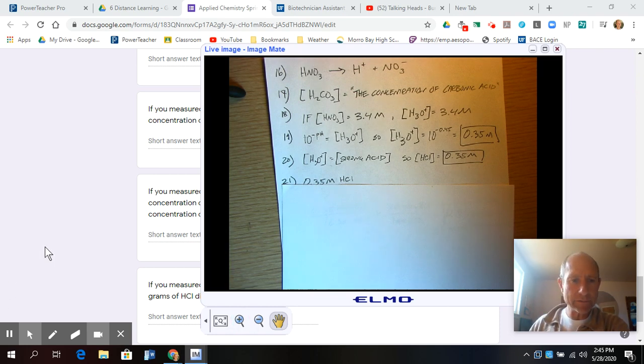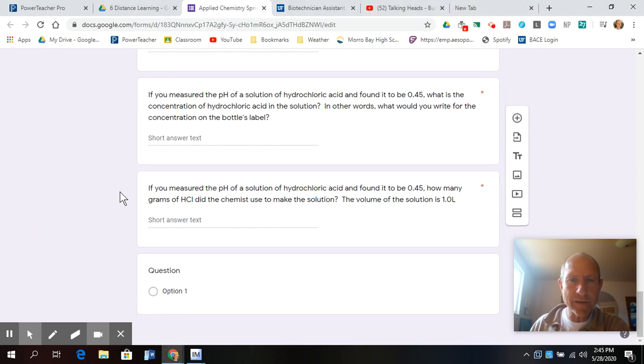Okay, finally. Yeah, this is finally. This is the money question right here. If you can do this question standalone all by itself without all this background stuff, then you deserve an A in applied chemistry class. If you measured the pH of a solution of hydrochloric acid and found it to be 0.45, how many grams of hydrochloric acid did the chemist use to make the solution? The volume of the solution is 1 liter. Wow, that sure sounds overwhelming to me. So let's break it down here.